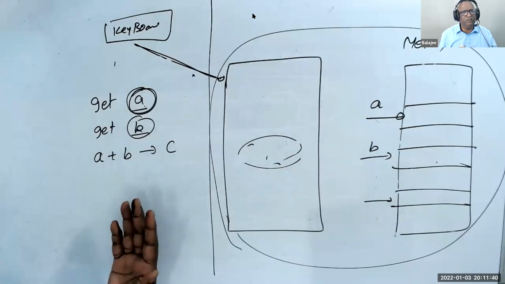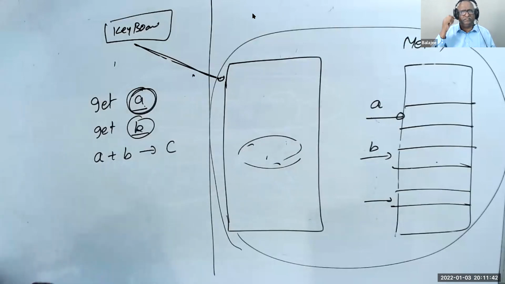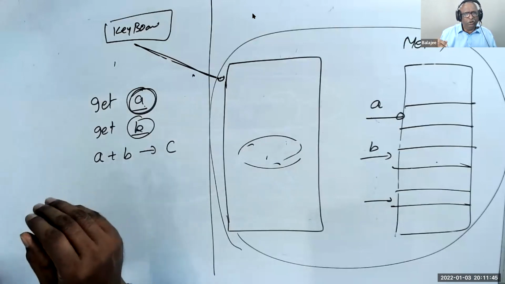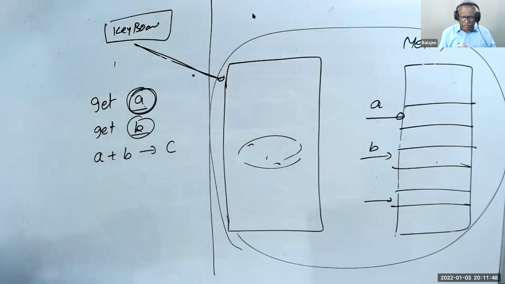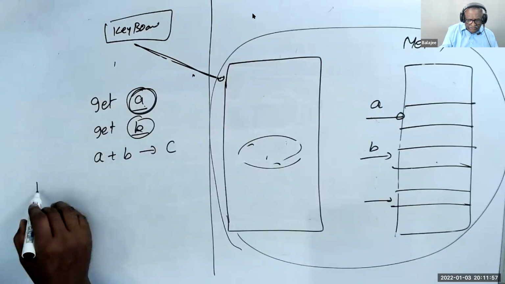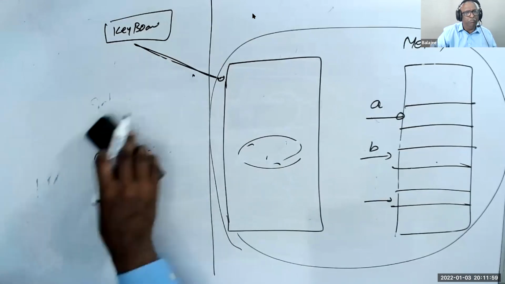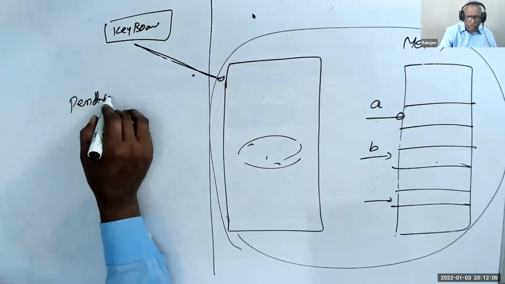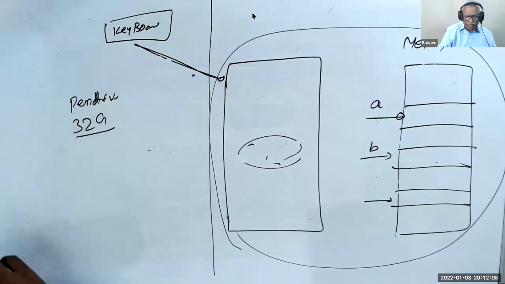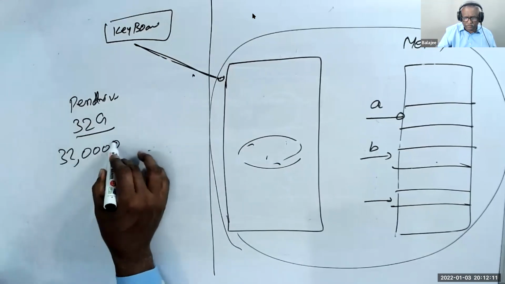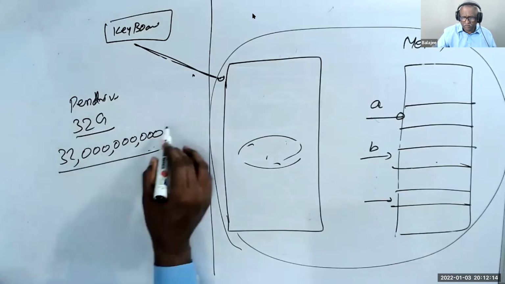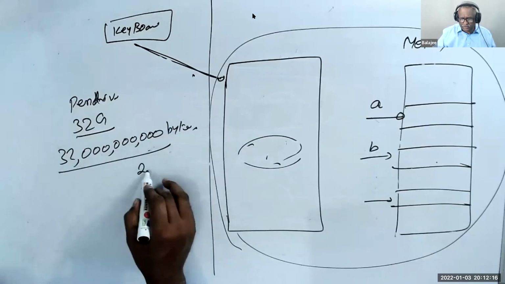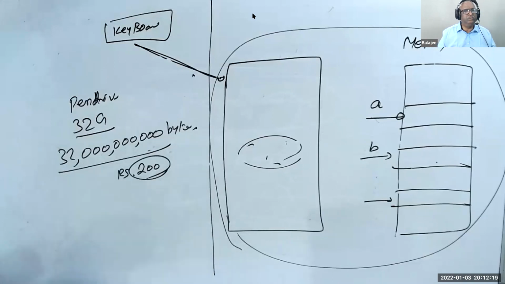So this is simple. But the problem that happened was this. You have to think about 50 or 60 years back. Those days, memory was measured in 1 kilobytes. Today you have, for example, a pen drive of 32 G, that means 32 followed by this many bytes, and it costs you 200 rupees. That is so cheap.